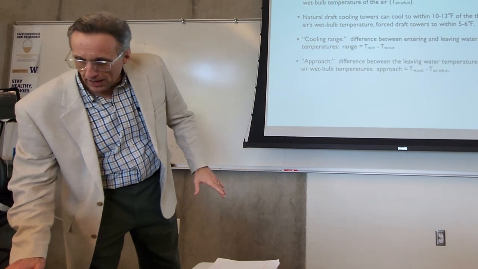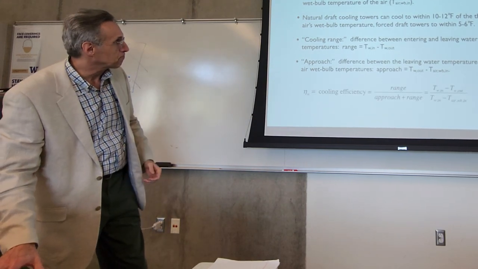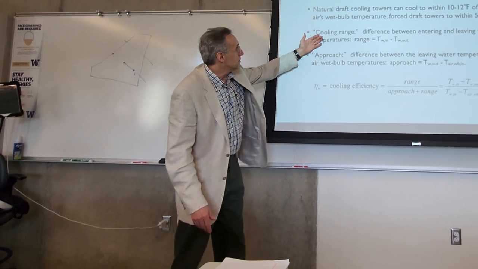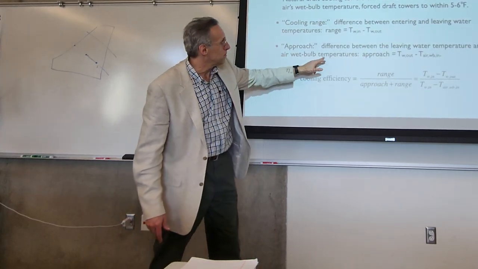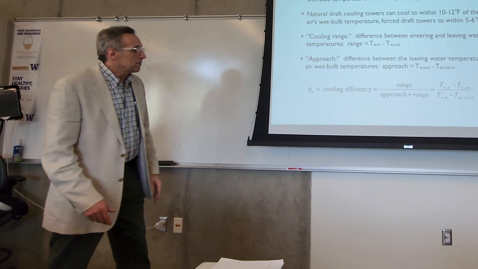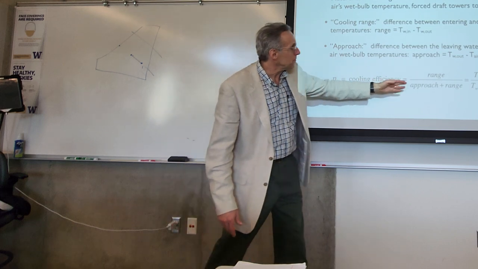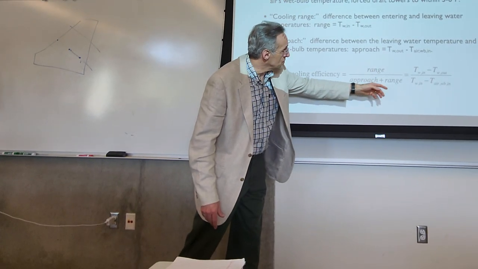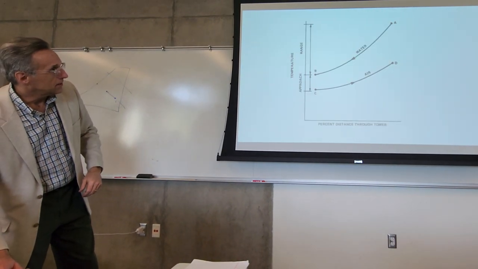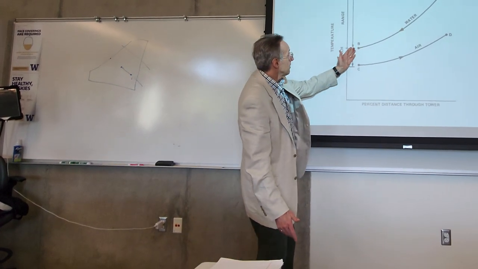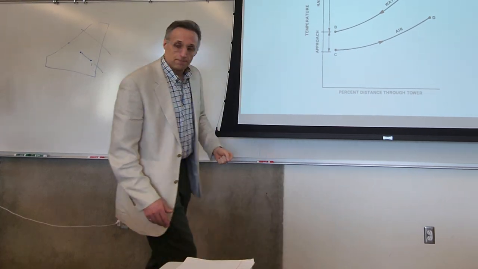Then there are some parameters here for how we describe the performance capabilities of the cooling tower. The difference between entering and leaving water is the cooling range. The approach is the difference between the leaving water temperature and the entering wet bulb temperature. With these parameters, we can define the cooling efficiency of the cooling tower: the range over the approach plus the range. This is showing the change in the temperature of the water and the air as they pass by each other.